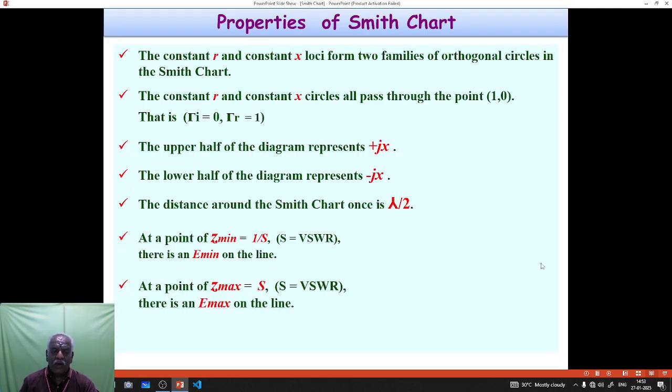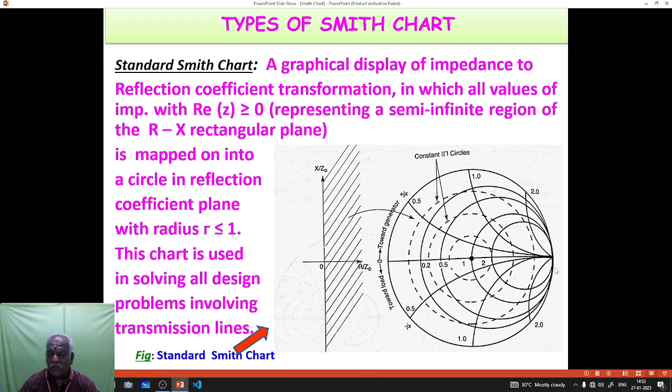That means gamma i is equal to 0 and gamma r, the real part, is 1 and the imaginary part is 0. The upper half of the diagram represents plus jX and the lower half of the diagram represents minus jX. So the upper half of the diagram, this is the real axis, means this part. This part represents plus jX and the lower half represents minus jX. That means this is inductive and this is capacitive reactance.